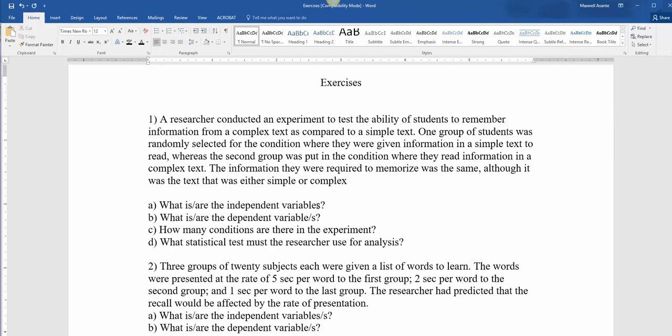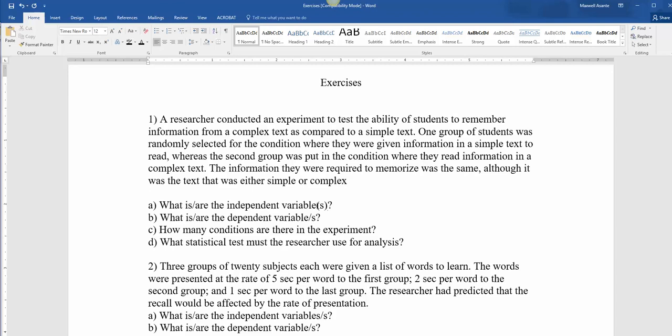So if we have to consider the independent variable or variables in this experiment, the question is, is it one or is it two? We know it's the text, and we are looking at how complex the text is. So the independent variable is text complexity. It is the complexity of the text that is being manipulated by this experimenter.